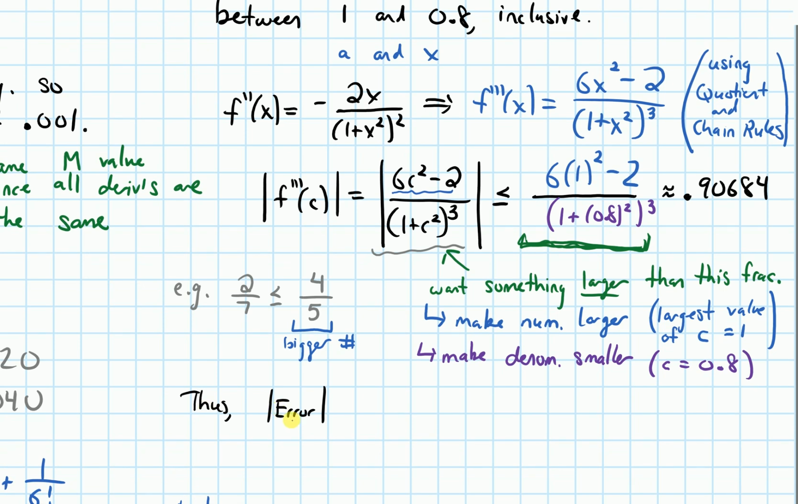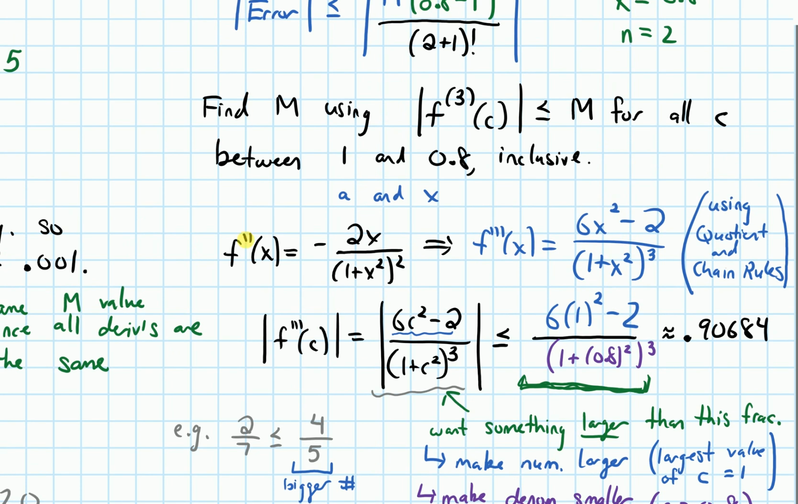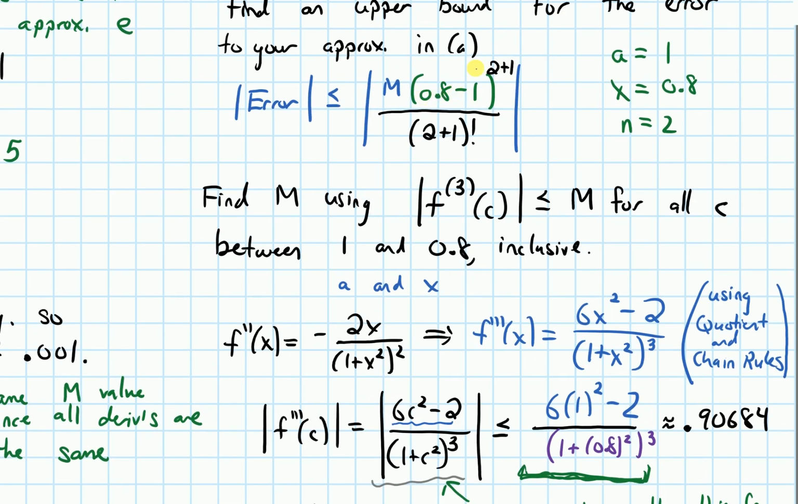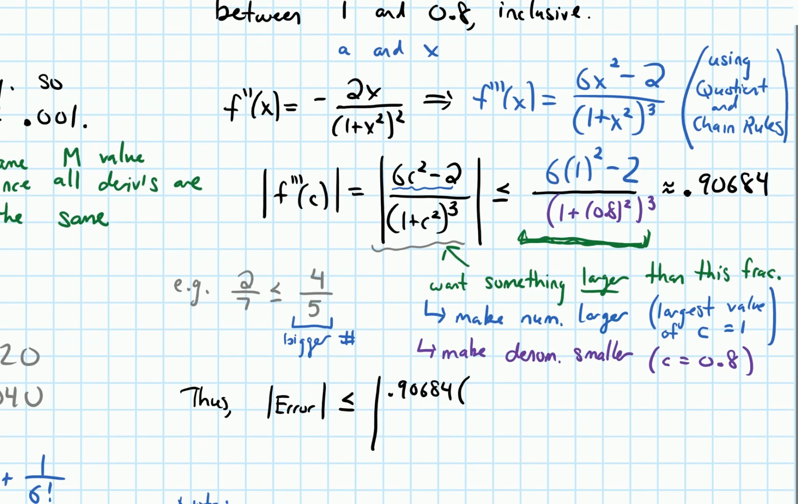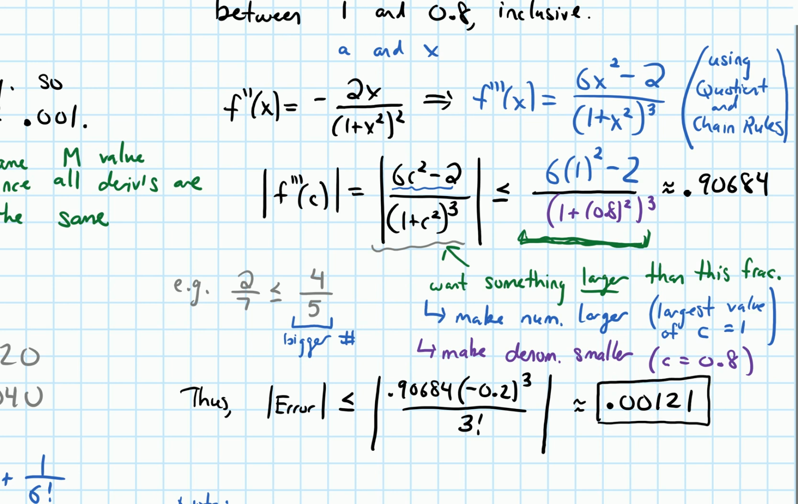So now let's write down our error. The absolute value of our error is going to be less than or equal to the absolute value. We can plug in M, which is 0.90684, times, and what else is going to be there? We're going to have 0.8 minus 1 cubed, so that's negative 0.2 cubed, and the denominator is 3 factorial. And if we simplify this with the calculator, we end up with 0.00121. And that's pretty low. So this is pretty good in terms of what our error is. So we've gotten an upper bound for our error here.